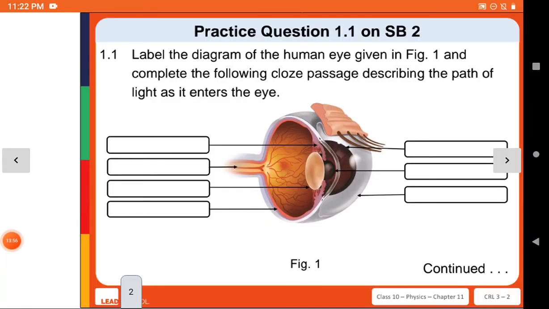So students, today we have read about the structure of the human eye. I have a practice question 1.1 on your SB2. So your homework as well as your practice question is to label the diagram of the human eye. According to your recorded video, you have to label the parts of the human eye.